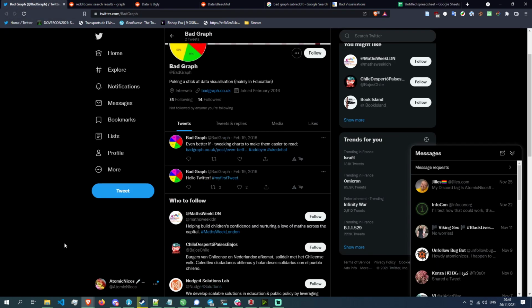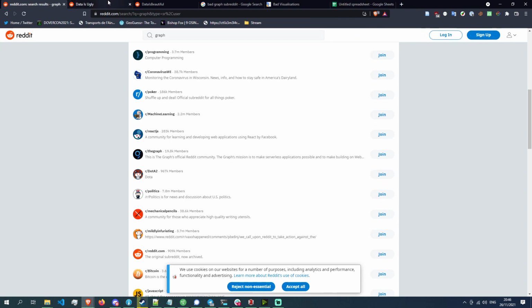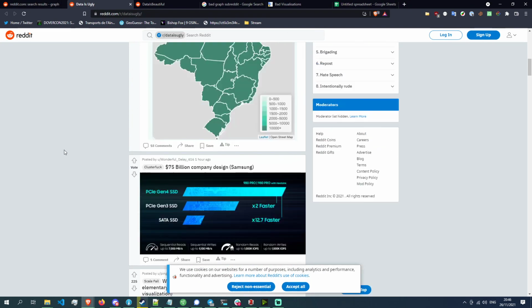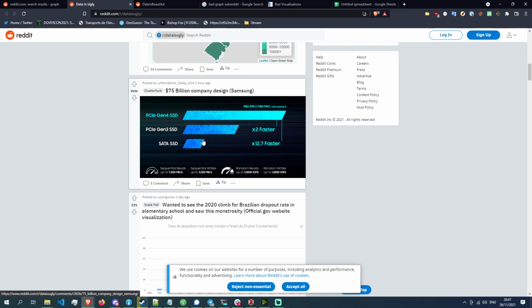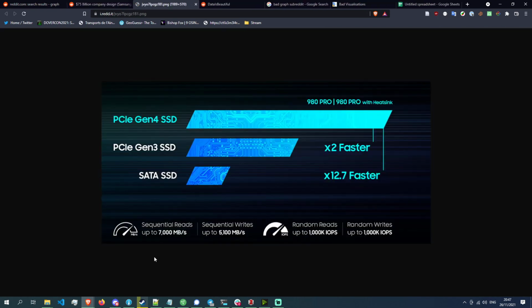So I wanted to give you a few examples, where graphs can be used to do whatever. For example, Samsung here showing us a graph of various SSDs. And so you have your baseline, which this would be times 1, I assume. And somehow you have your times 2 and your times 12.7, which are just in the vicinity of each other. This is a bad graph. For example. What else?